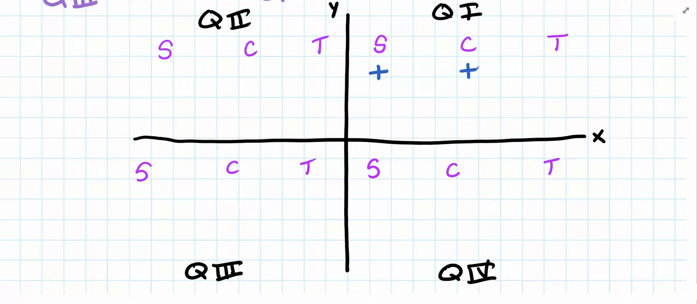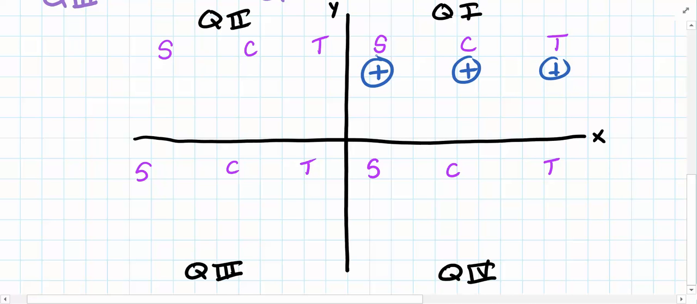Now, what about the tangent? Since the tangent is the ratio of y to x, if I take a positive and divide it by a positive, what do I get? I get a positive. All right, good. So in quadrant 1, sine, cosine, and tangent, all three of those are positive values. You with me so far? I'm going to work my way around the quadrants now.